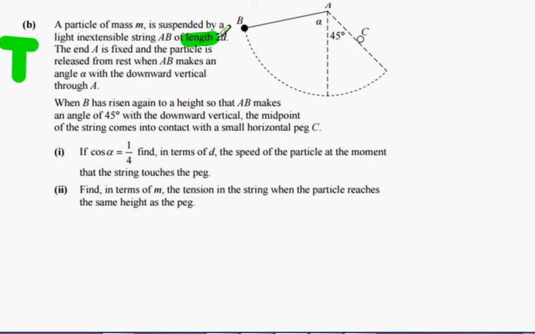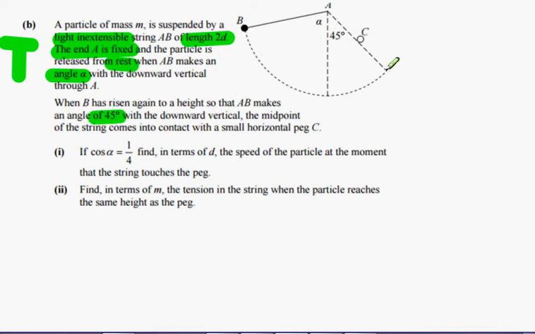Length 2D. It's inextensible, which is what we expect. There's not going to be any k values and repelling back upwards. That's not going to happen. And one end is fixed. Particle released from rest. AB makes an angle alpha with the downward vertical through A. When B has risen again to a height so that AB makes an angle of 45 degrees.